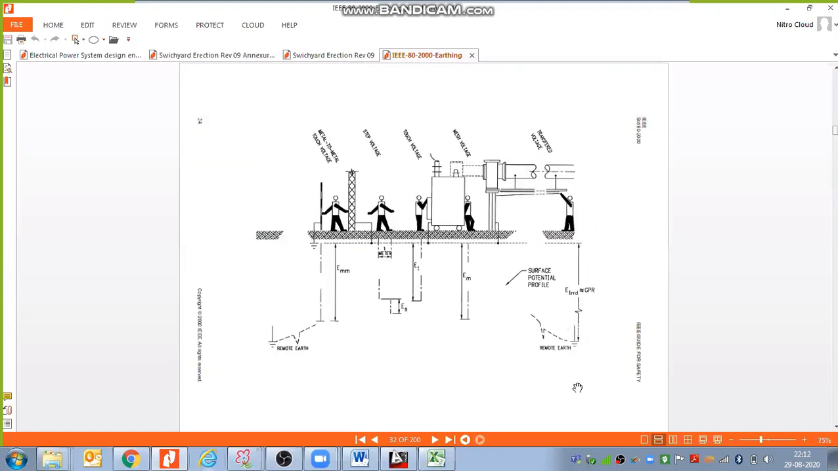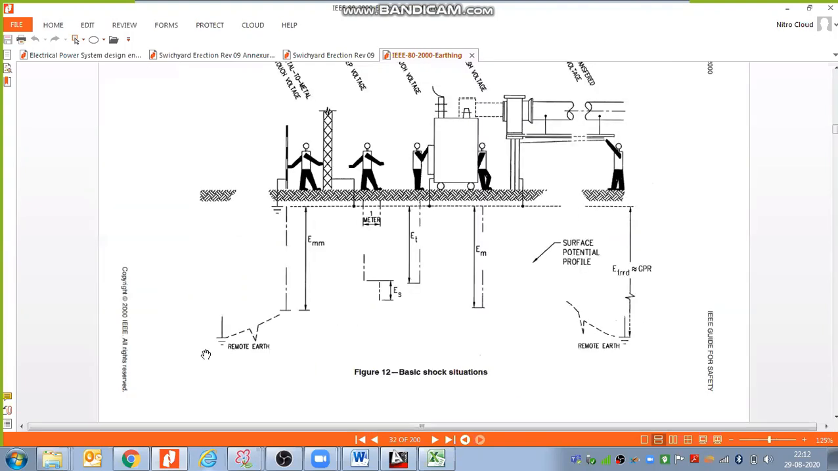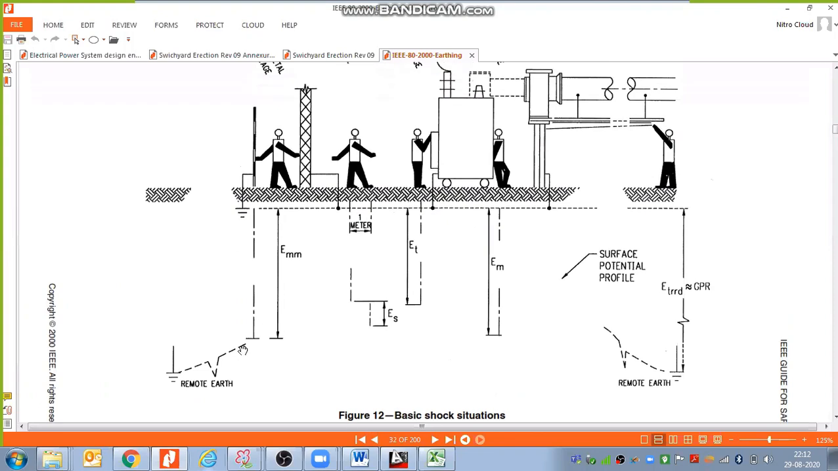Photo is taken by this IEEE basic situations. Remote earth, zero voltage. Then here, the rod is coming. Suppose this is the 1 meter distance. So this difference is ET, EM. EM is the maximum mesh voltage. It is the mesh voltage. It is the touch voltage. It is the mesh voltage.